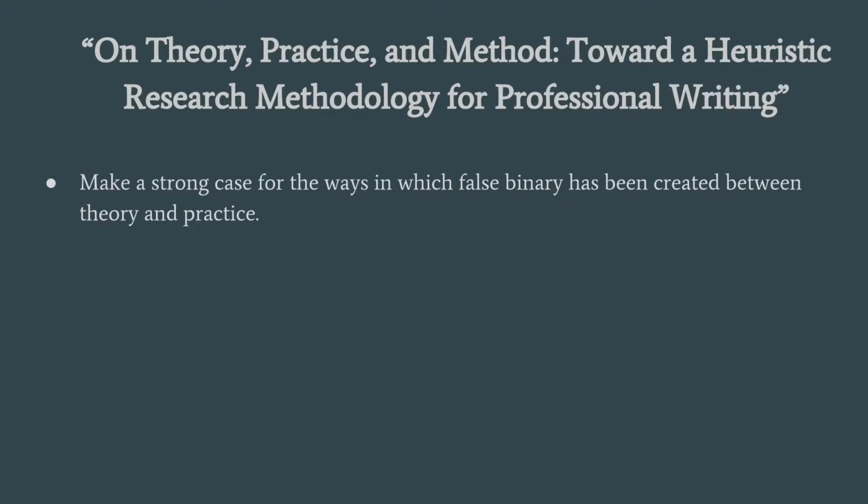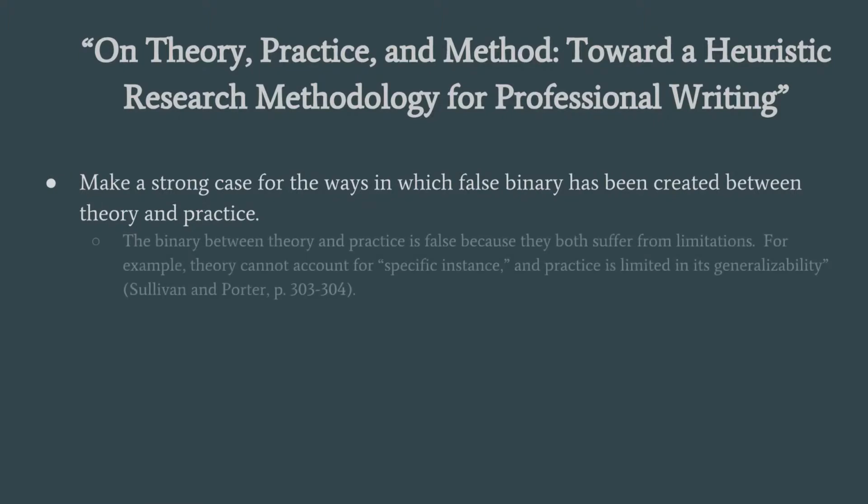They make a very strong case for the ways in which a false binary has been created between theory and practice. The binary between theory and practice is false because they both suffer from limitations. On their own, they're weak. For example, theory cannot account for a specific instance, and practice is limited.